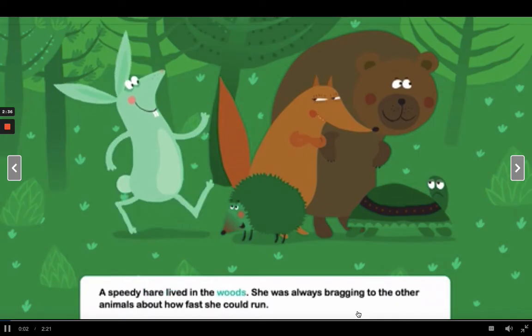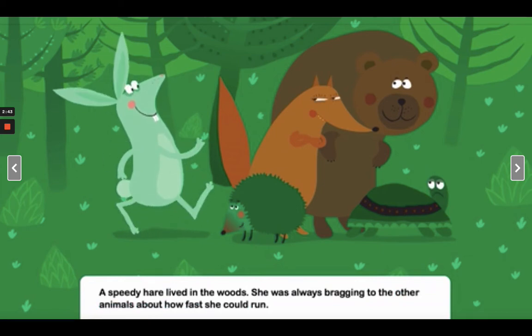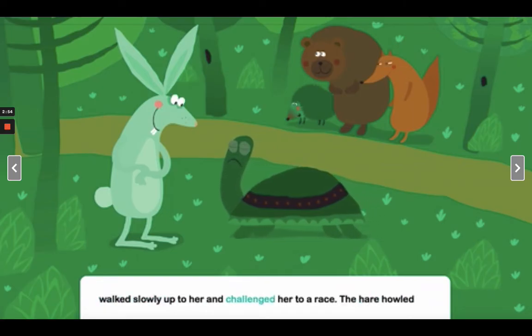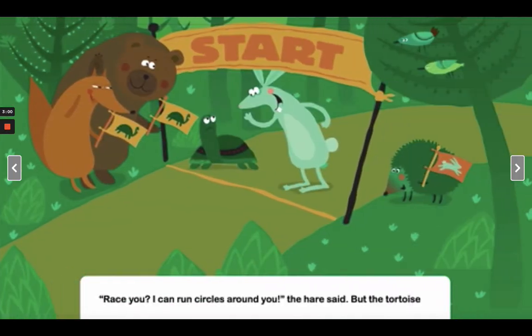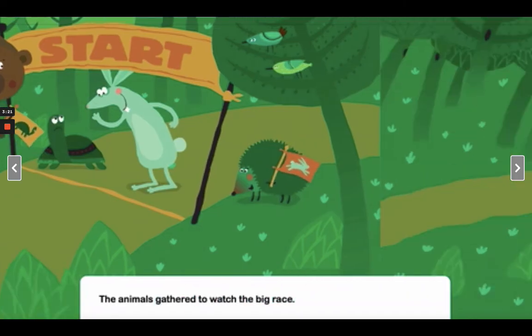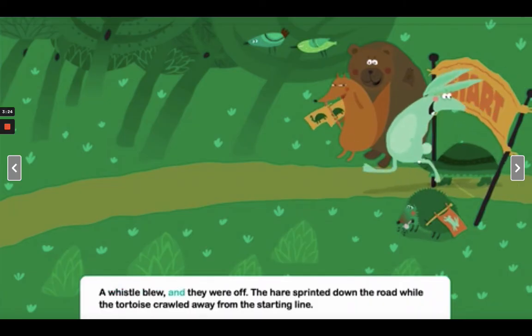A speedy hare lived in the woods. She was always bragging to the other animals about how fast she could run. The animals grew tired of listening to the hare, so one day the tortoise walked slowly up to her and challenged her to a race. The hare howled with laughter. "Race you? I can run circles around you," the hare said, but the tortoise didn't budge. "Okay, tortoise, you want a race? You've got it. This will be a piece of cake." The animals gathered to watch the big race. A whistle blew and they were off.